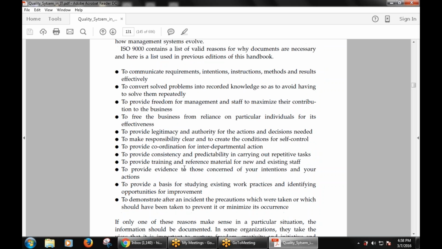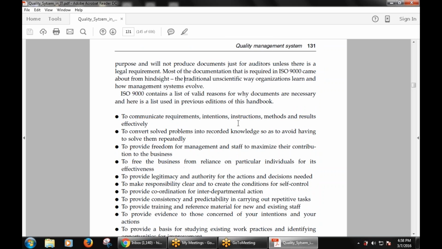Now this is why it is necessary. So why is ISO necessary? To communicate the requirements, or why the documents are necessary in the ISO. This is the main part. So why is it necessary? The first part is to communicate requirements.